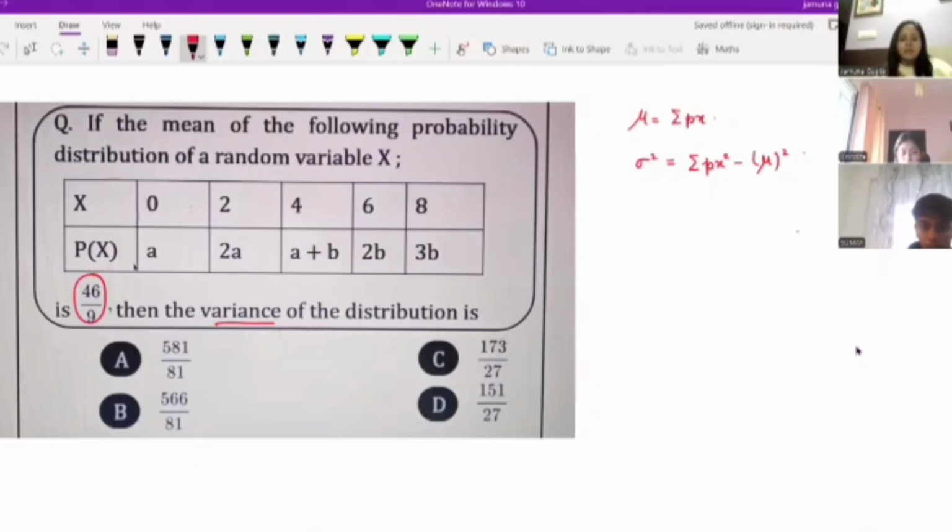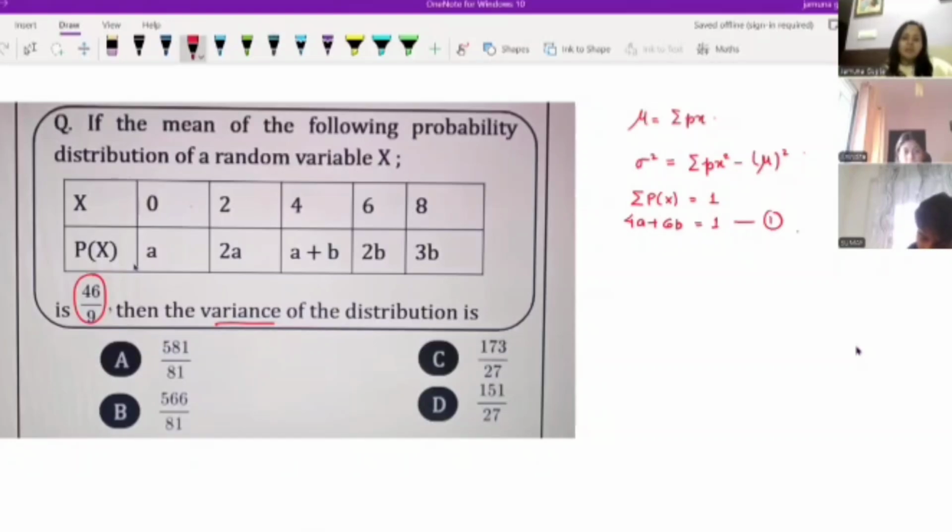In order to get the value of a and b, this is a probability distribution. In a probability distribution, you know the first property: when is it called a probability distribution? When the sum of all the p's is equal to 1. So what is the sum over here? 3, 4a plus 5, 6b is equal to 1. So this is the first equation.